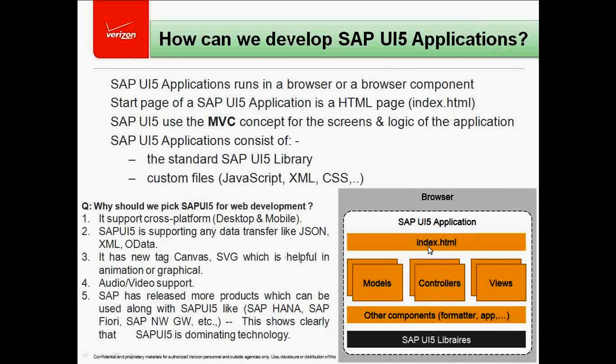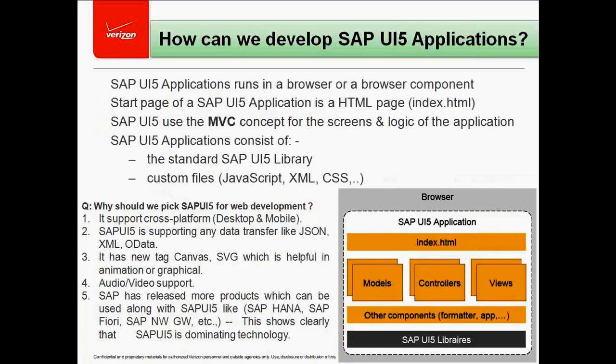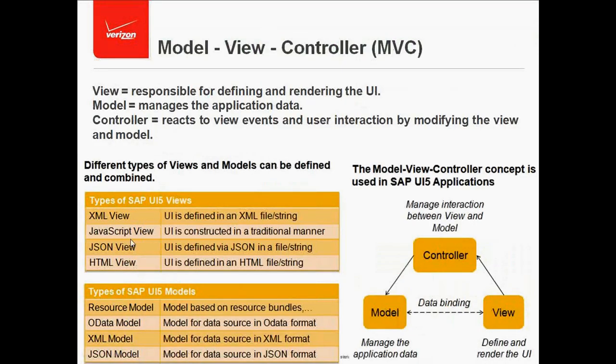Now look here. A UI5 application will have what? Index.html. That's fine. This application can contain models, that's what we have seen. It can contain views, that's what we have seen, and controllers, that means MVC architecture. We'll discuss this more tomorrow, but I'm just giving a high level. Now, these models you can create in 4 ways, and these views you can create in 4 ways: XML, JSON, JavaScript, and HTML.